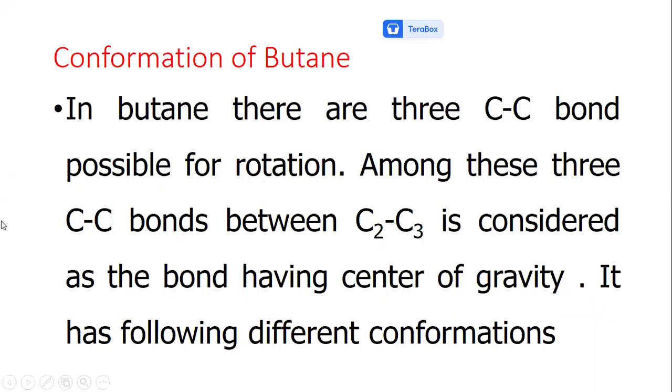Conformation of butane. In butane, there are three carbon-carbon bonds possible for rotation. Among these three, the bond between C2 and C3 is considered the central bond. It has the following different conformations.